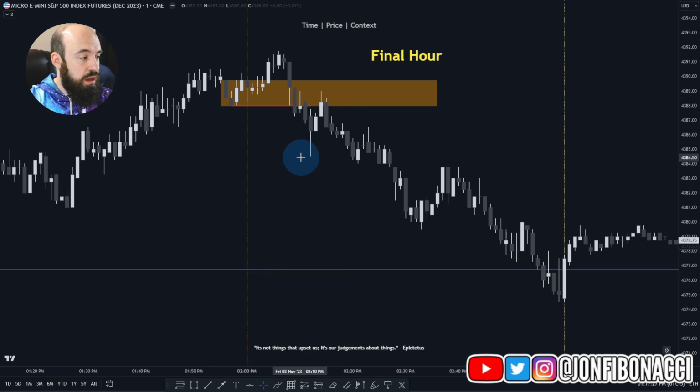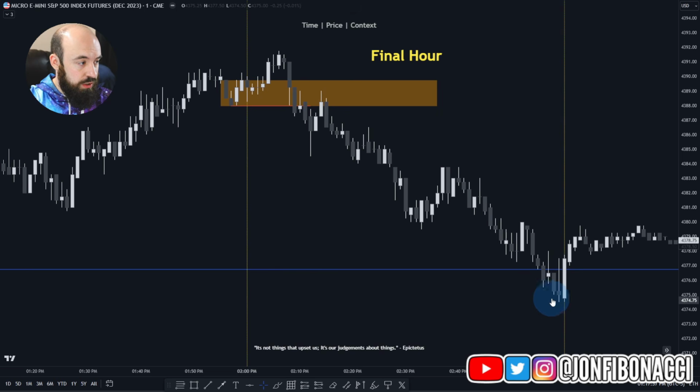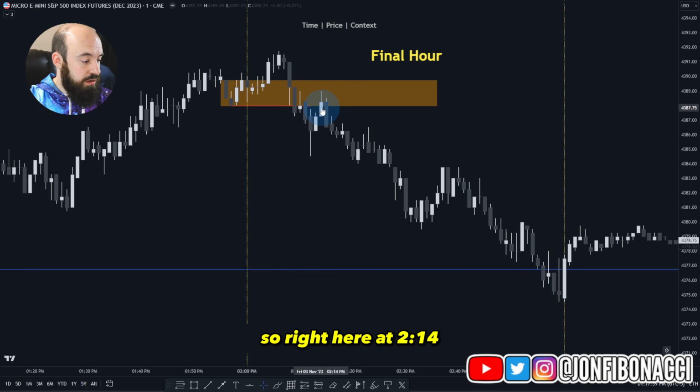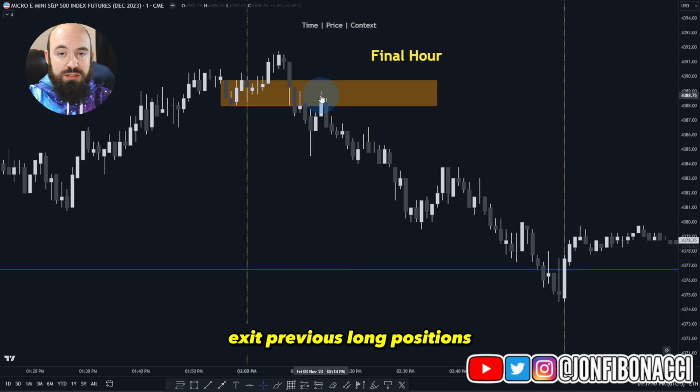So this last movement here is an opportunity for those longs to exit. Again, before the market turns to go lower. So right here at 2:14, so 14 minutes into the last hour, that is an opportunity not only to exit previous long positions, or you could also short this market here.